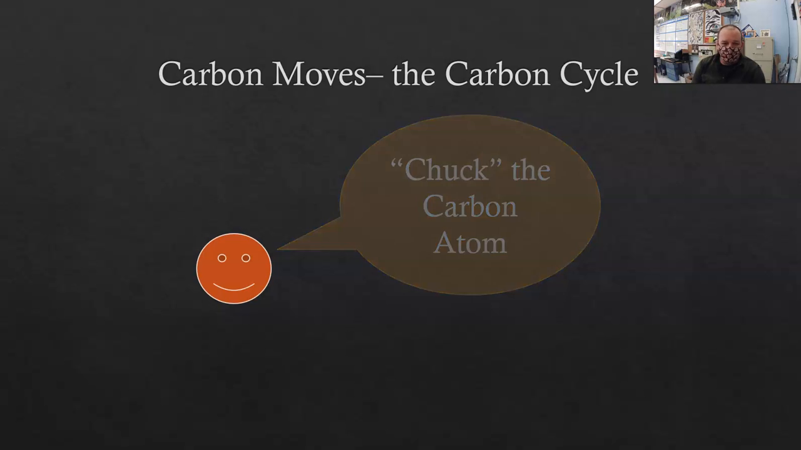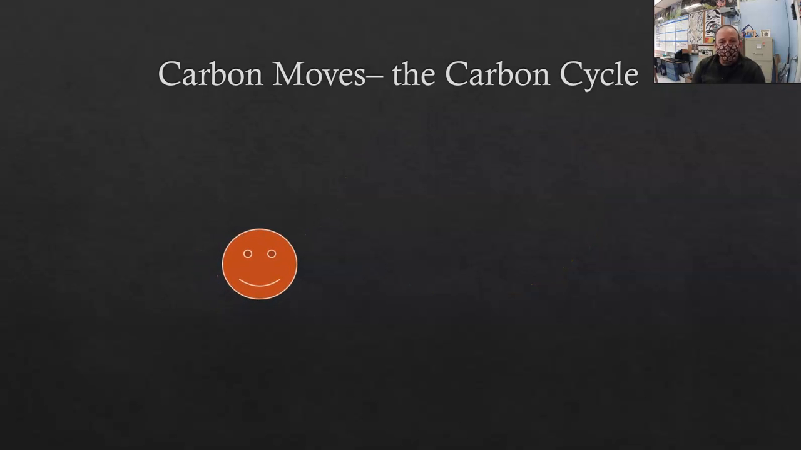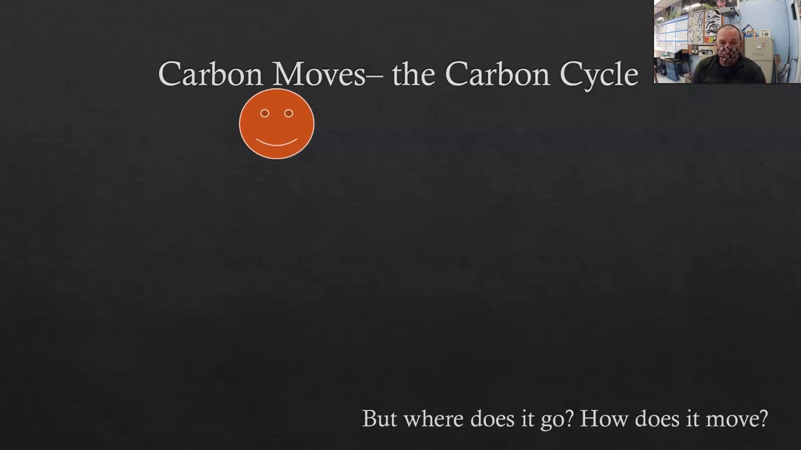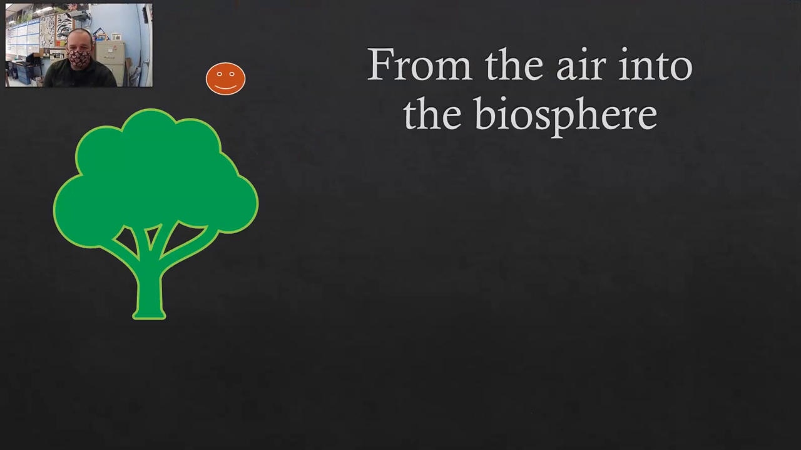So here's Chuck. He's our carbon atom. And like we said, Chuck moves. Chuck might move from the air into a plant, from the plant into another animal, from an animal that dies into the soil. You name it. It moves around over time. And what I'm trying to give you is some of the insight into the terms that we use to talk about Chuck's movement, and also a little bit about how you might set up your own tutorial. So again, where does he go? How does he move? Let's tell you here.